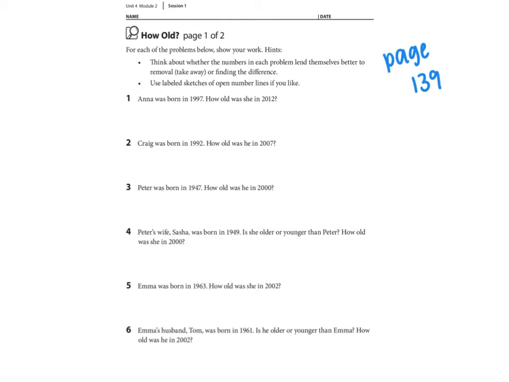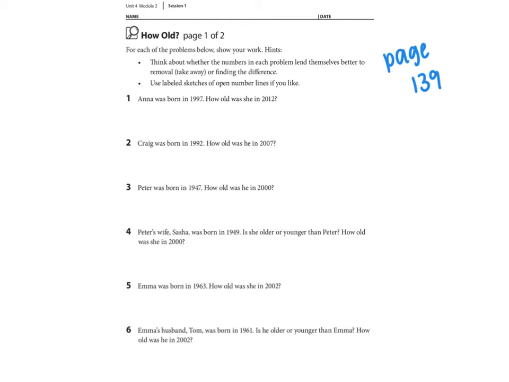We're going to solve them using the normal subtraction algorithm. So the normal way that we subtract. So let's do number 1 together, and then you'll complete the rest on your own. So number 1 says, Anna was born in 1997. How old was she in 2012?